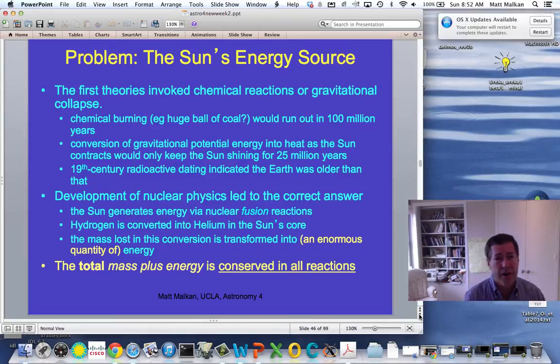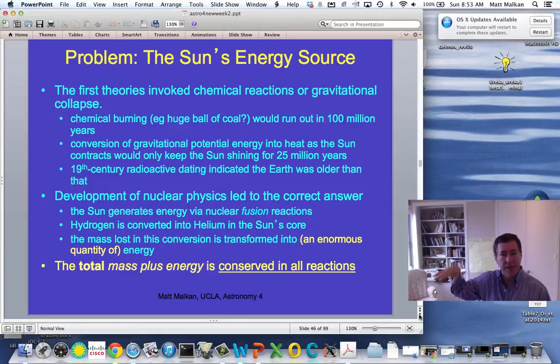We have fossils that are more than 100 million years old. We have fossils of leaves of plants and trees that were more than 100 million years old, so they were obviously enjoying plenty of sunlight way past the time in which we would have run out of any chemical energy. So that's impossible.